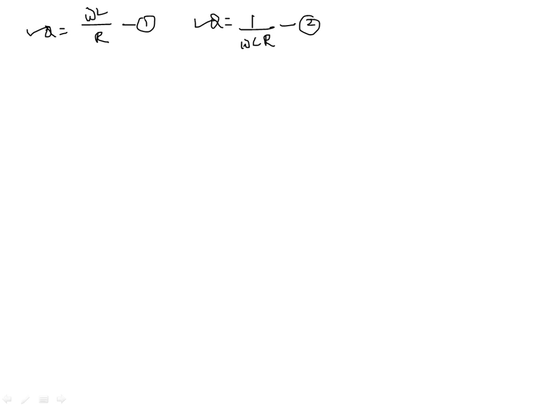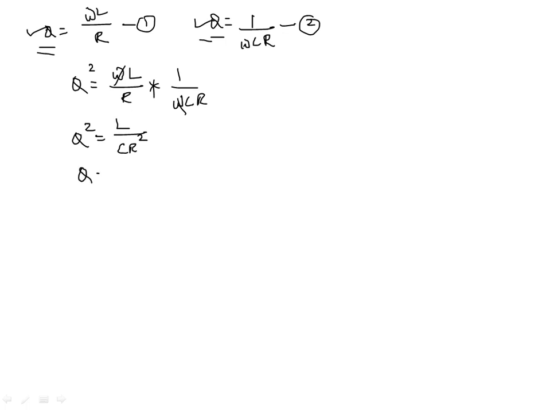Now I have to multiply leftmost variable with leftmost variable, and the right side with the right side. Q into Q, Q square, is equal to omega L by R multiplied by 1 by omega C R. Omega gets cancelled. So L by C R square. Correct? Q square is equal to L by C R square. Now we have to calculate only the Q value. So take the root of L by C R square, which is equal to 1 by R into root of L by C. So the formula number 1: quality factor is equal to 1 by R root of L by C.